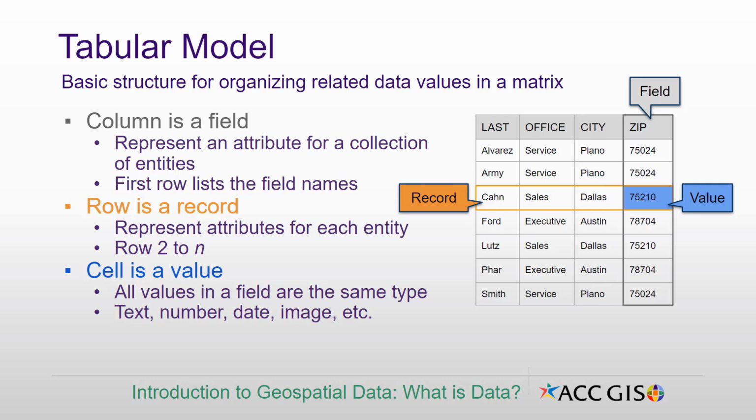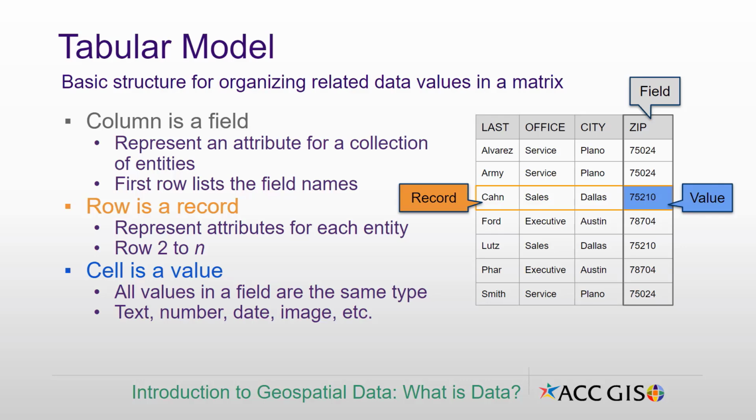Now, database professionals or GIS professionals, we often refer to those columns as fields, which represent an attribute for a collection of entities. So in the example on the right, you can see the first row lists the field names, and each field name represents an attribute of these offices for an organization. For example, the city attribute or field or column represents where those offices are located.